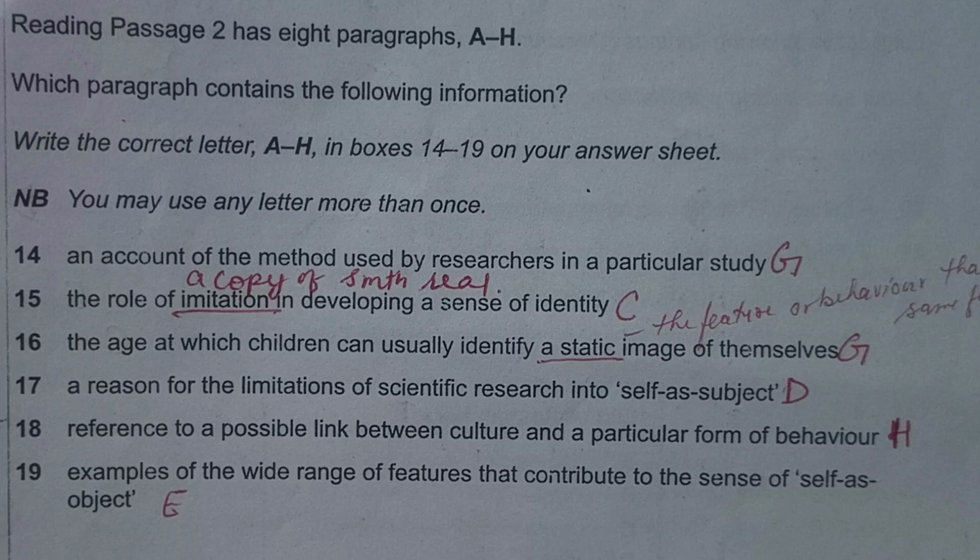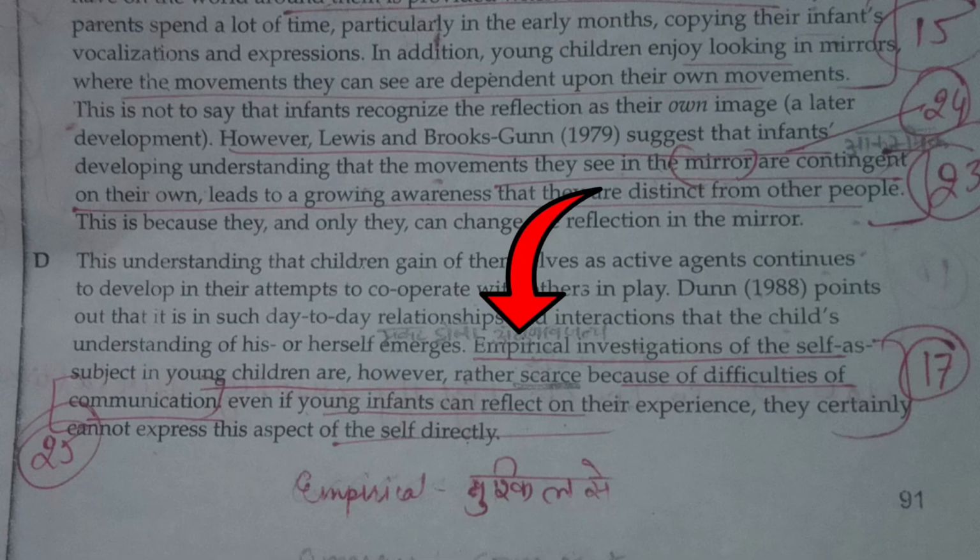Next statement is, a reason for the limitations of scientific research into self as subject. Self as subject में scientific research की limitations का कारण. This statement has been taken from paragraph D. Let's see in the paragraph. Empirical investigations of the self as subject in young children are, however, rather scarce because of difficulties of communication. तो communication की difficulties की वजह से इसकी investigation कम है.